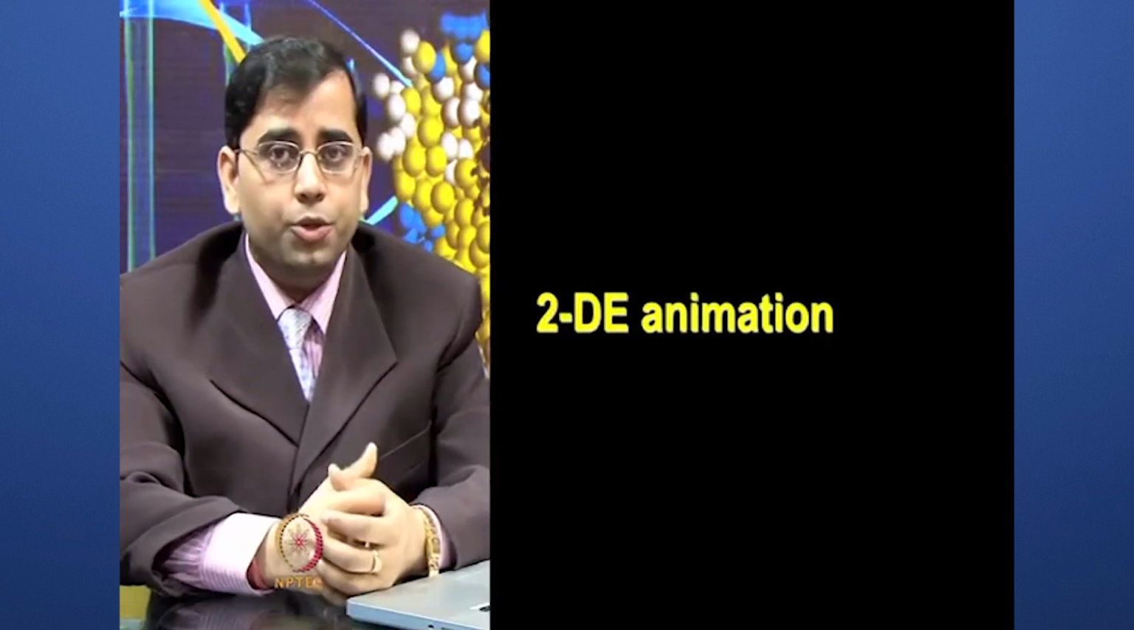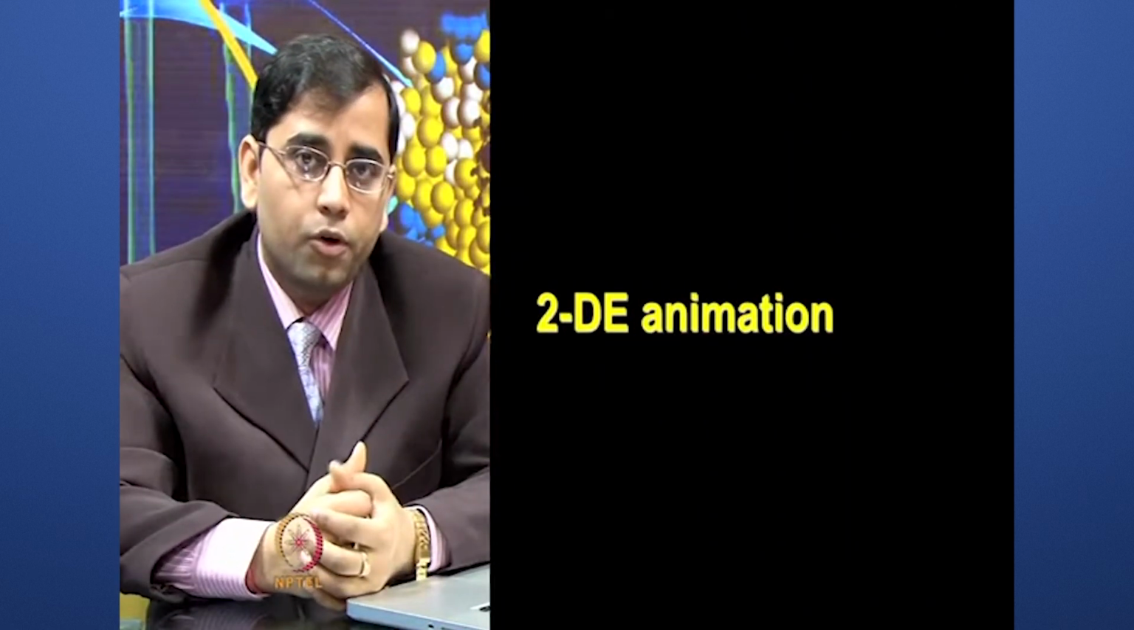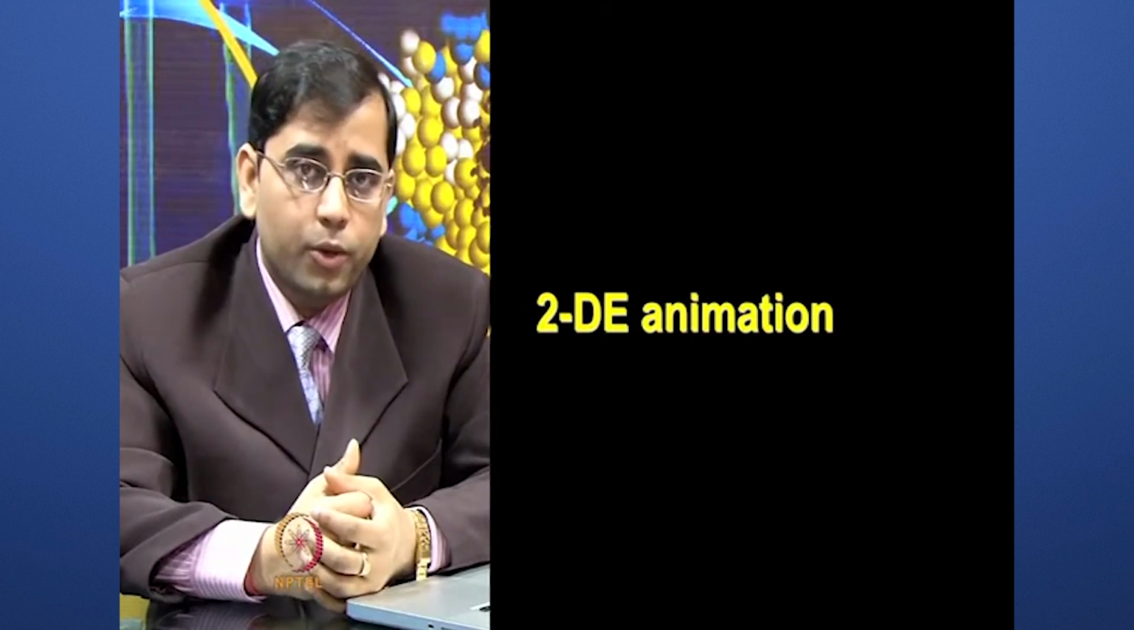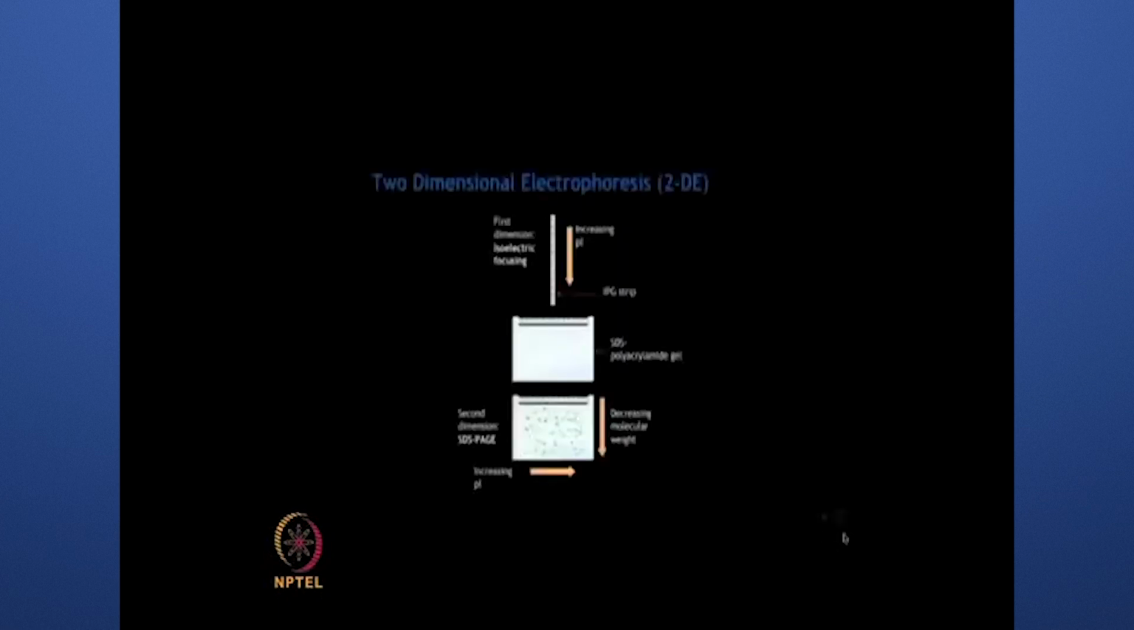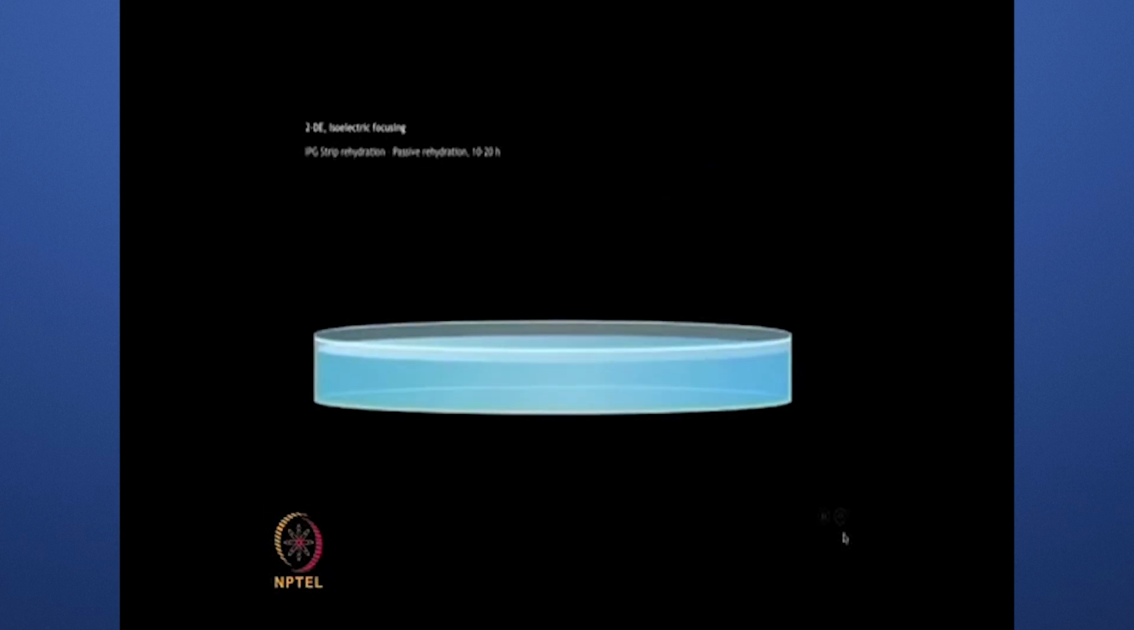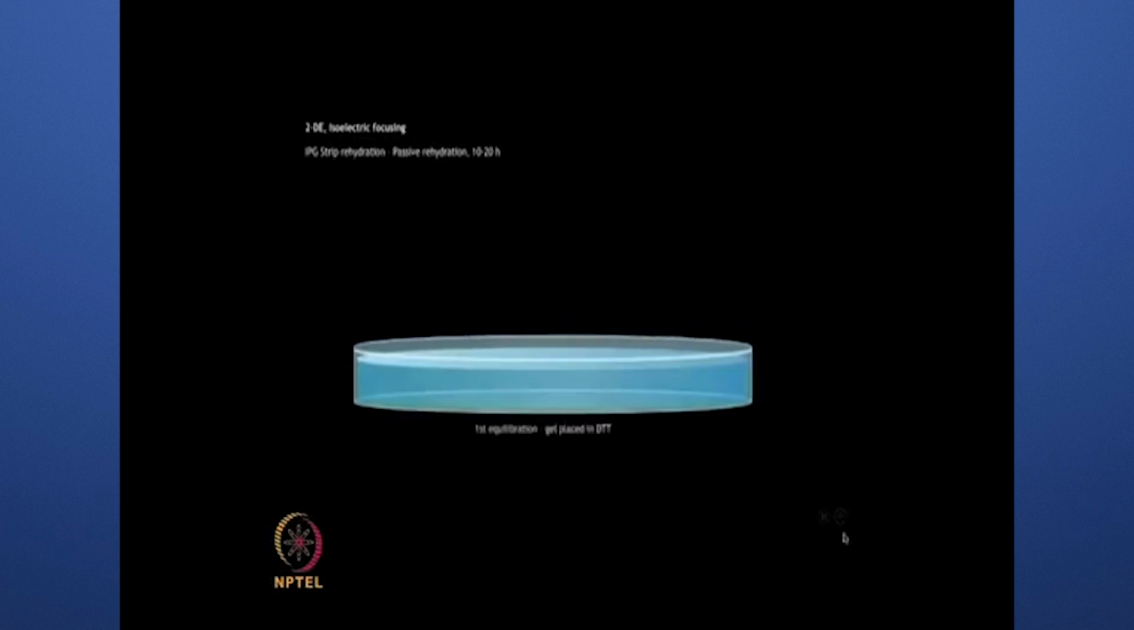So, I will now show you an animation for two-dimensional electrophoresis, which will give you an overview of the different steps involved in the 2D experiment. In this animation, I will describe the two-dimensional electrophoresis process. Prior to isoelectric focusing in two-dimensional electrophoresis, the commercially available IPG strips must be rehydrated. This process can be done either by passive rehydration or active rehydration.